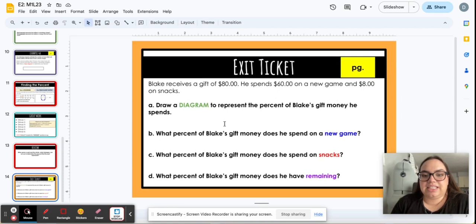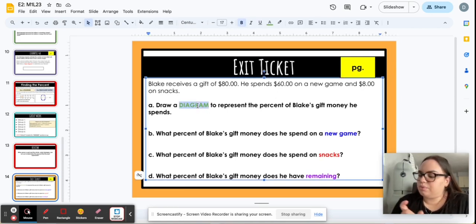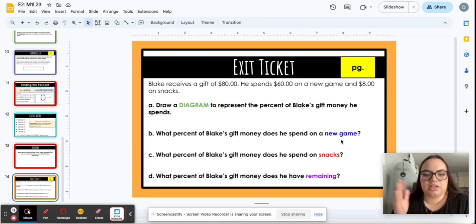And then finally, the exit ticket. Like I mentioned, I got rid of the words in the exit ticket that say double number line, to just diagram. And I'll make sure that students know. And then I just color coded some differences because these questions look very similar, but they're asking different things. The first, they want to know the percent for the new game, the percent for the snacks, and then the percent for what's remaining. So I just want students to pick up on that.